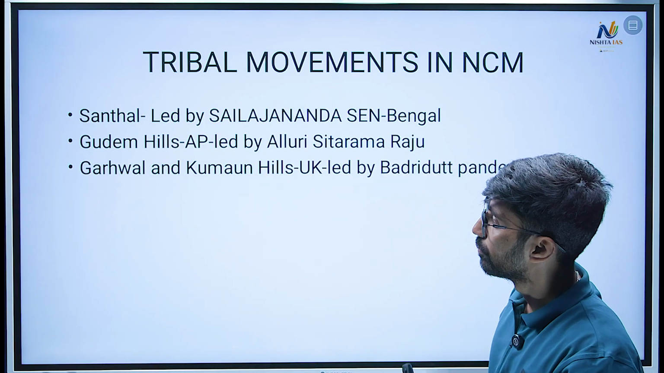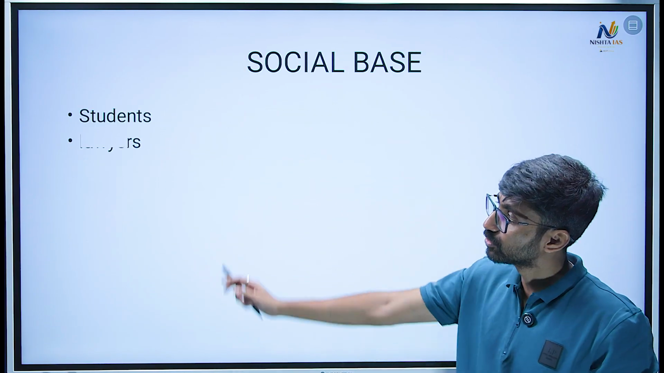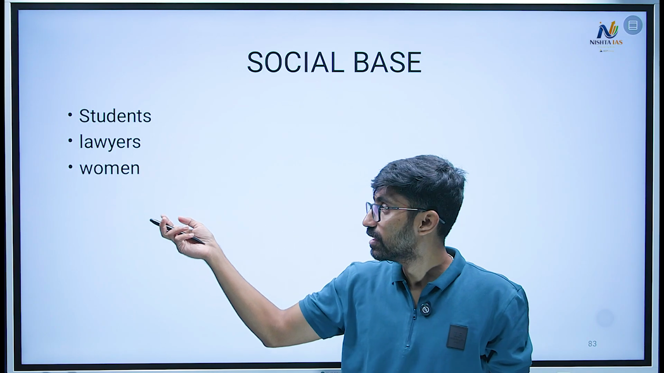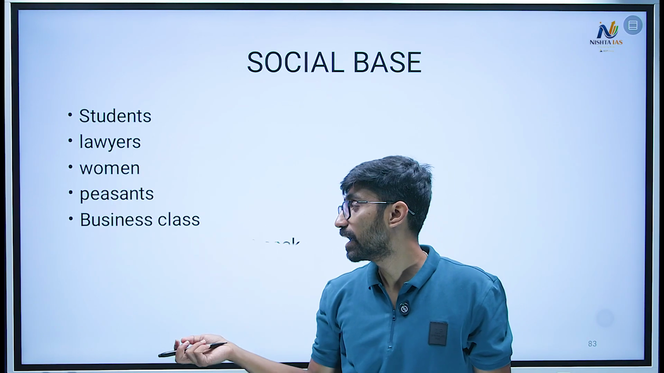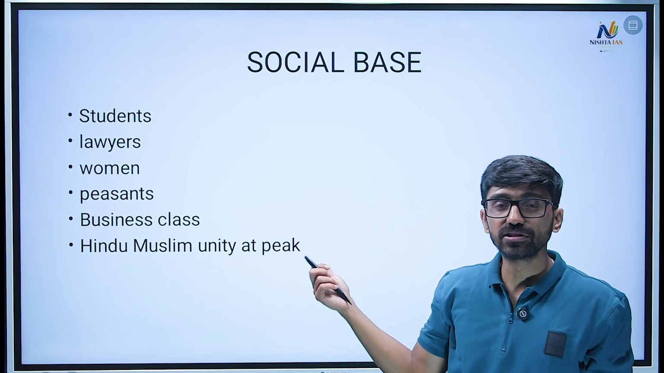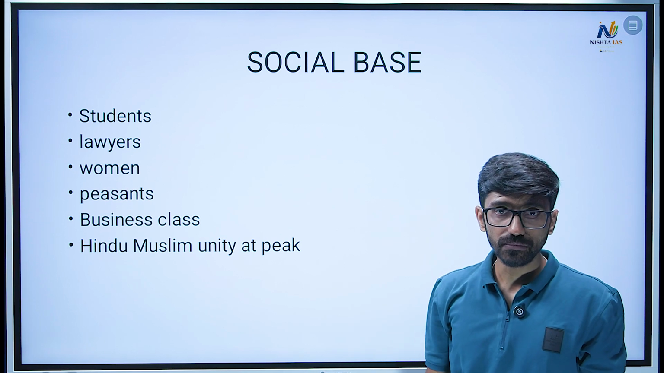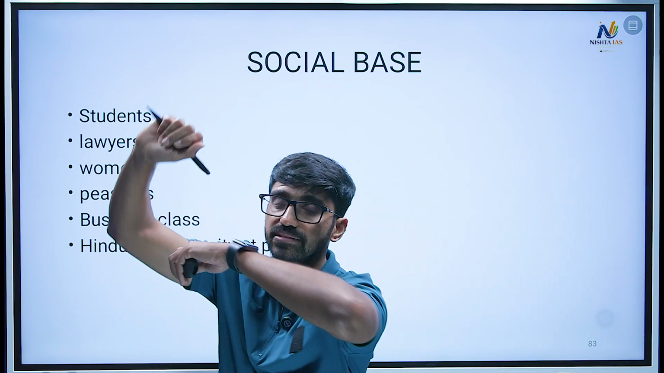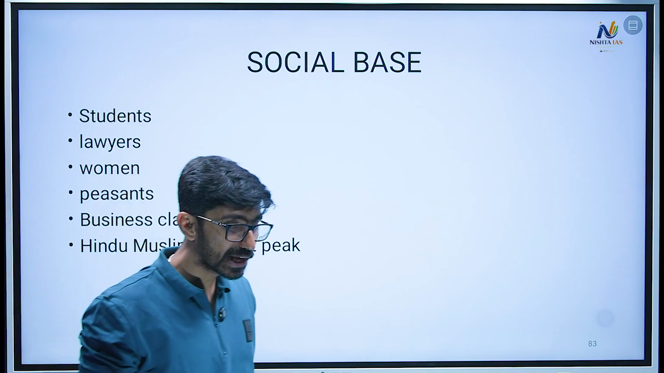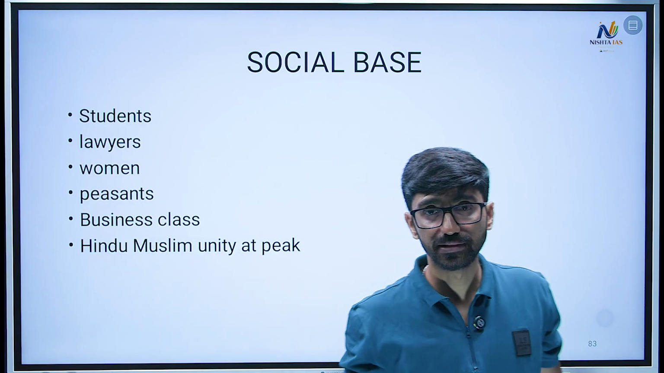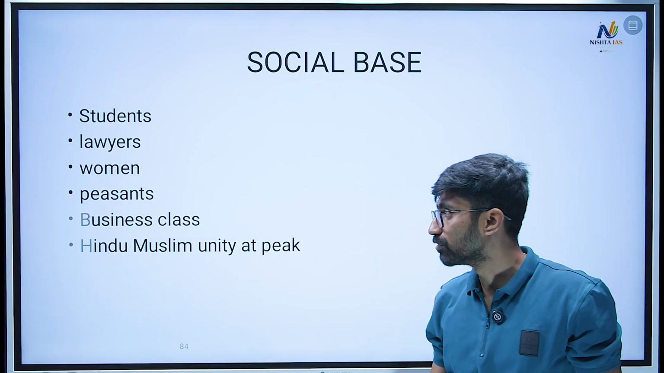Now what is the social base? Overall participating, look at students, lawyers, women, then again peasants, tribes, business classes, and Hindu-Muslim unity was at its peak. Many people were coming into the nationalistic fold. So that is the deepening of the Indian national movement we can talk about. That is the non-cooperation movement's social basis.